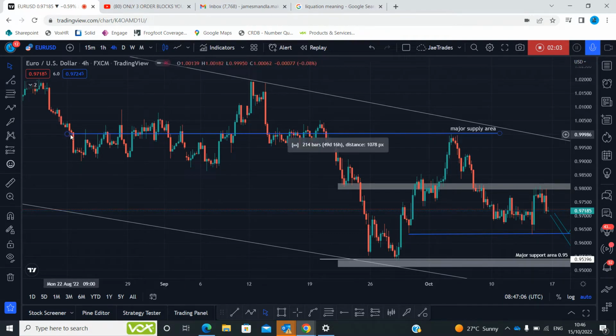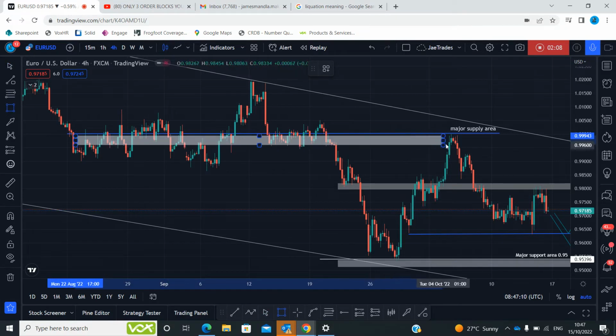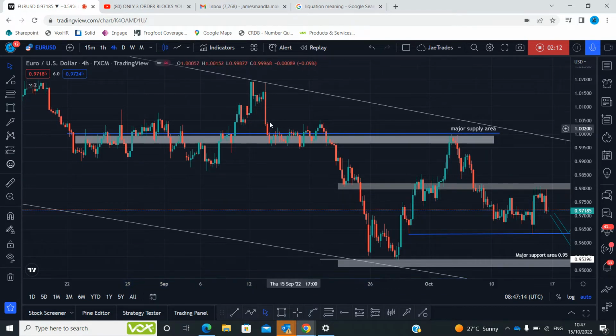So you can mark it as a zone. You can maybe enlarge it like this and make it a zone so that you are well aware that when the market gets to this area, certain decisions will be made. There will be maybe market manipulation. There will be a lot of maybe rejections or change of structure.